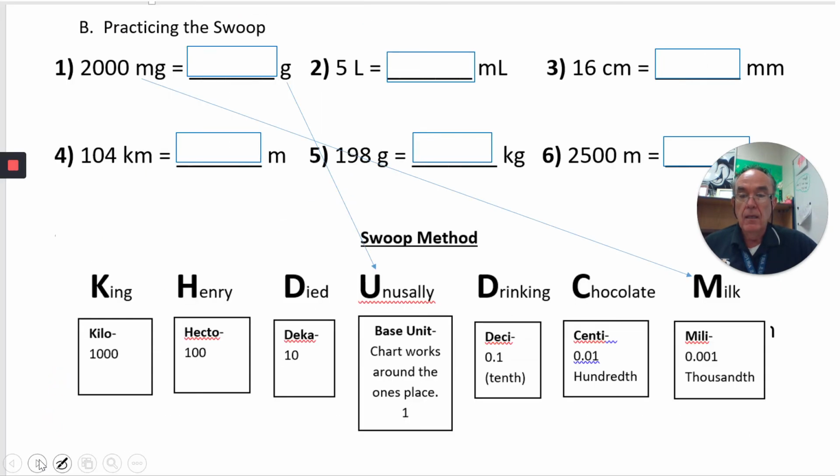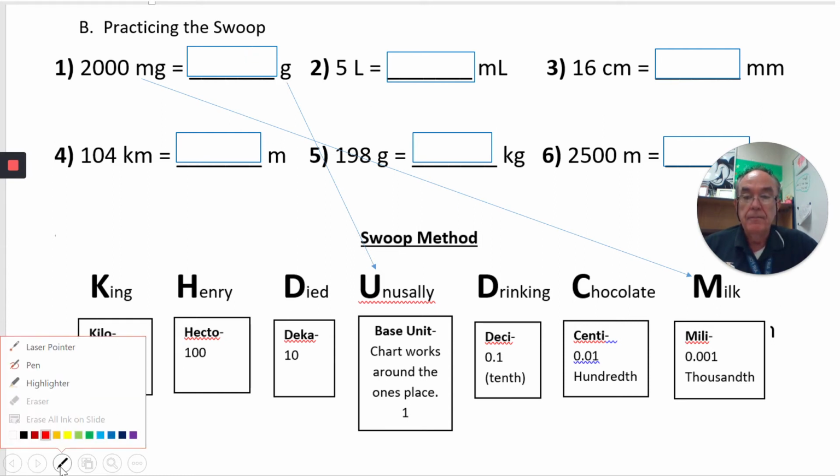Let's look at some practice. It says change 2,000 milligrams to grams. We're going to find our starting point, milli, which is over here, and we're going to find our ending point, which is grams, which is the base unit.